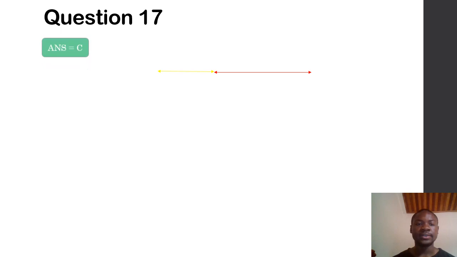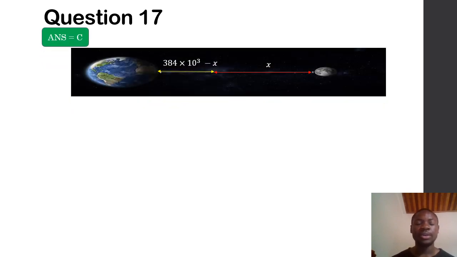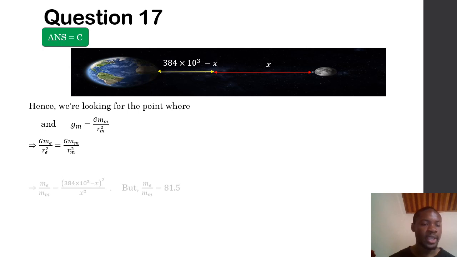Question 17. Answer is C. So that's the diagram of the moon and the earth. Hence, we are looking for the point where the gravitational fields are equal, that is, where GM_E over R_E squared is equal to GM_M over R_M squared.